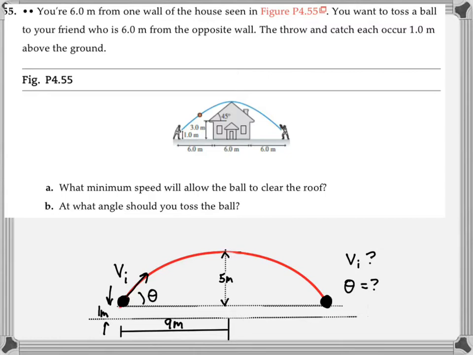Okay, so assuming that the trajectory, the parabola that the ball follows, has a height of 5 meters, that tells us that we are using the condition of the minimum velocity. So we're looking for that minimum launch speed, V initial, that I call there. And the second question is, at what angle do we need to toss this ball?